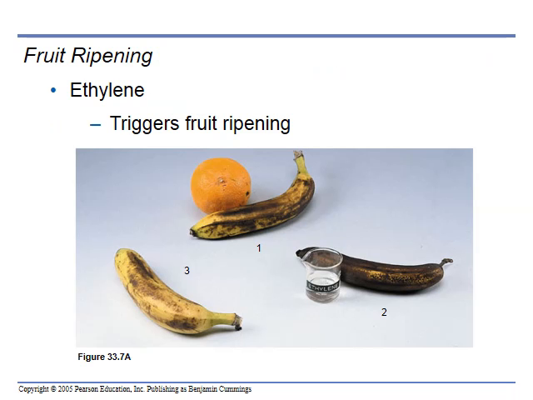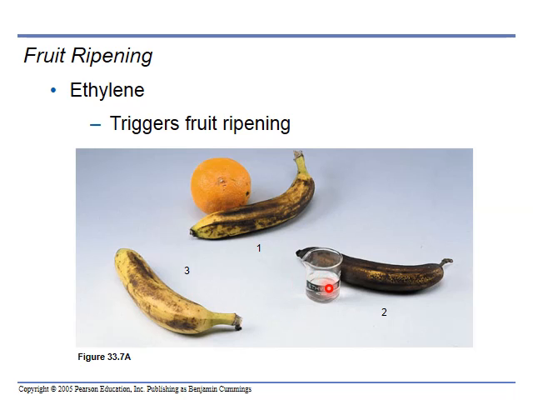So here's a nice example of that, where you have ethylene triggering fruit ripening. So you have 3 bananas. These bananas were all yellow at exactly the same stage. The banana here in one was put in a bag with an orange. Now the banana releases a certain amount of ethylene gas itself, but the orange also releases ethylene gas. So this banana ripened faster than the one that was all by itself, just with its own ethylene gas.